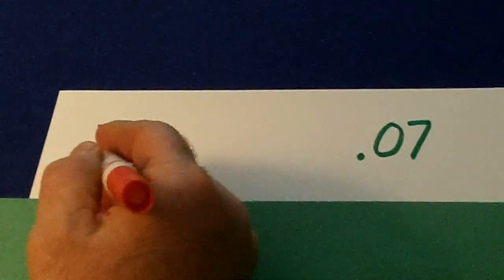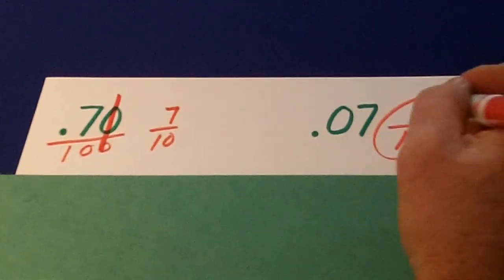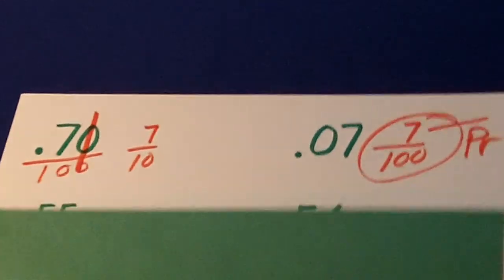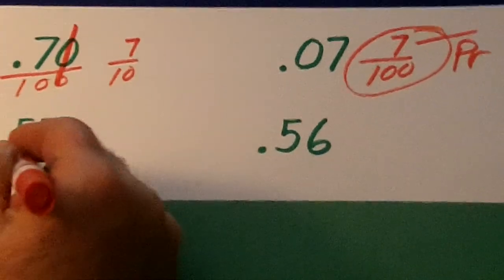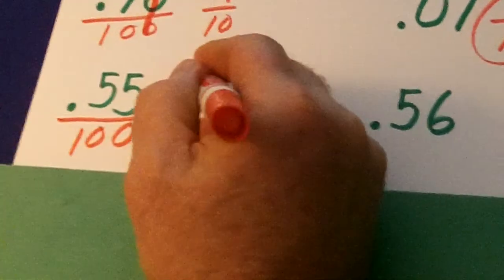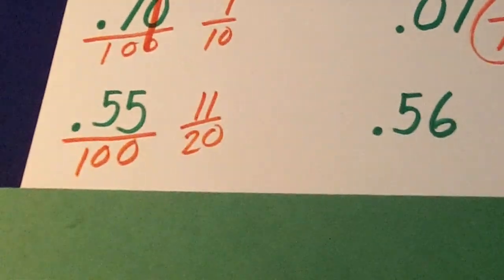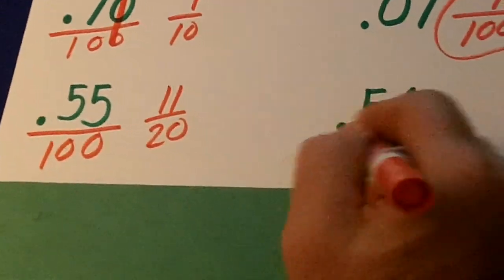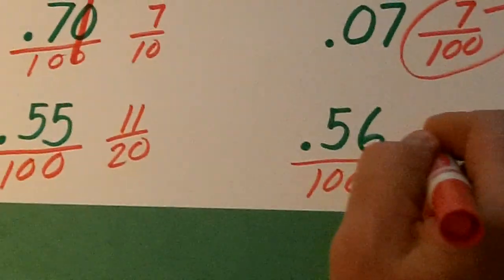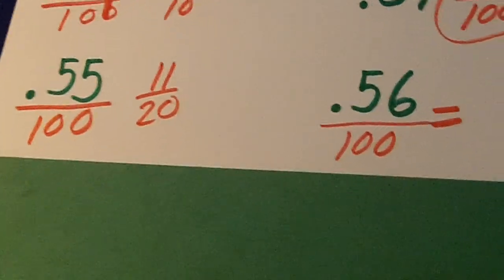Sometimes you'll see 0.70 instead of 0.7. You just know that's 70 over 100. You reduce those by 10, and you get 7/10. Now, here's 7 over 100. That's reduced because 7 is prime. 55. Oh, that's nickels. 11 nickels over 20 nickels in $1. 56 over 100. Let's see.